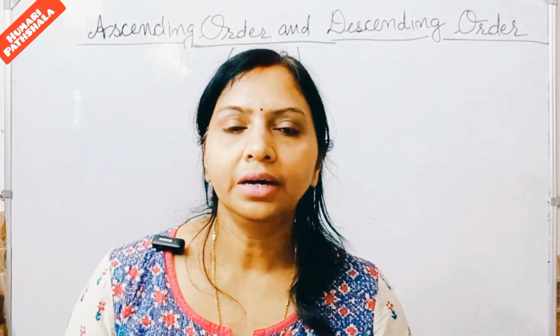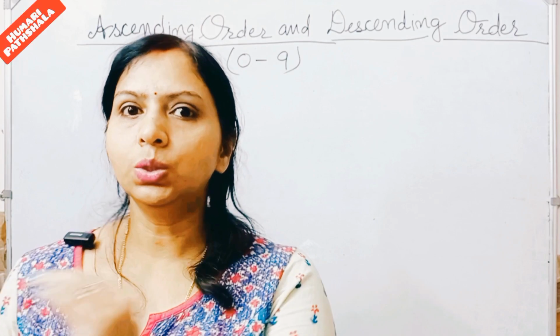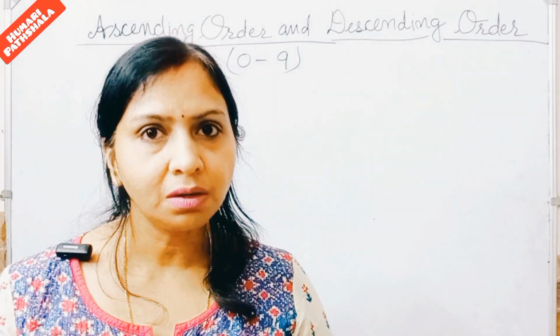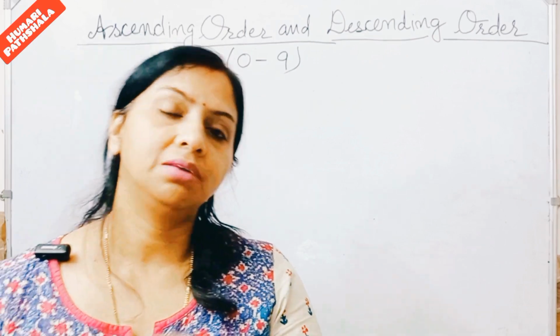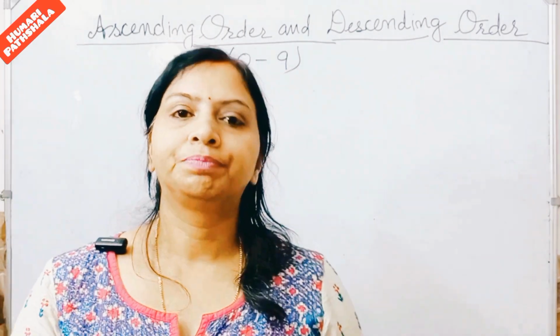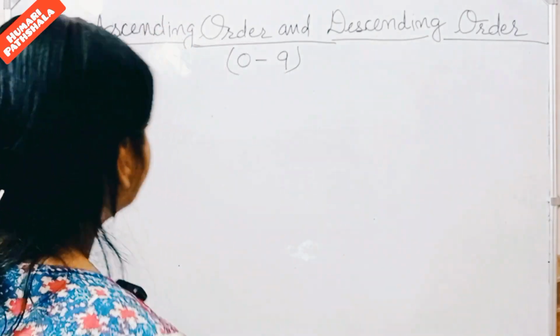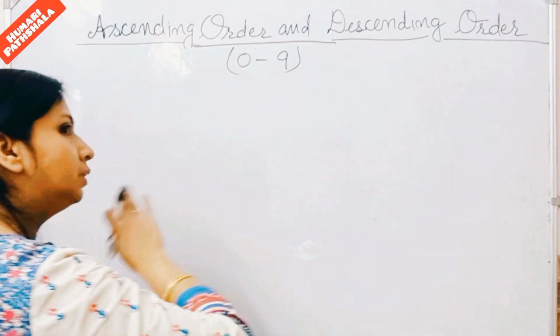In descending order the keyword will be bigger to smaller, meaning we have to find the biggest number in the group, then a smaller number, then a still smaller number, then the smallest number, bigger to smaller. Let us arrange these numbers in descending order.